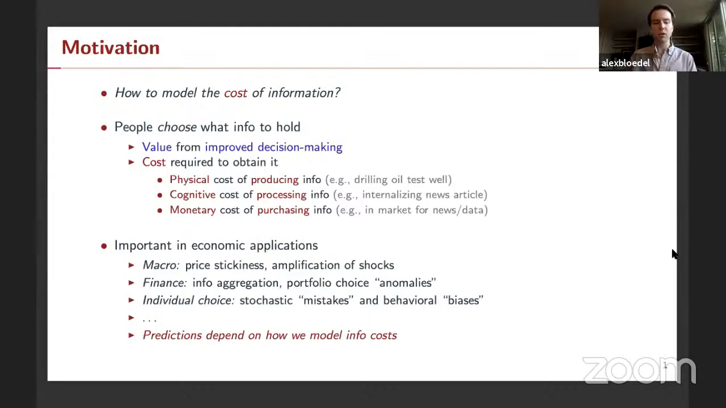In recent years, a large and growing applied literature has studied endogenous information choice in a range of important economic applications. This literature has generated a growing set of examples illustrating that fine details of the way that we model information costs can have important implications for the economic predictions that our models make. So it's important to get the cost side of things right.